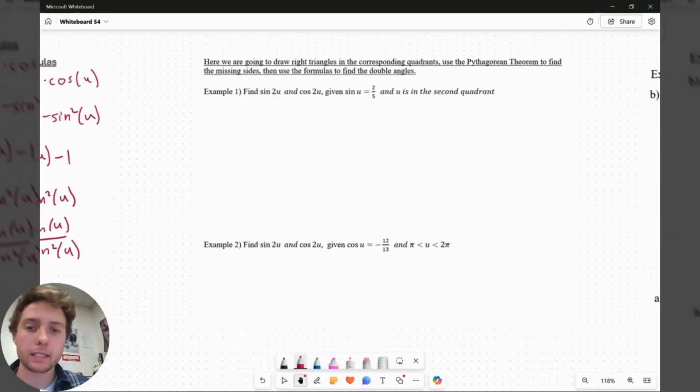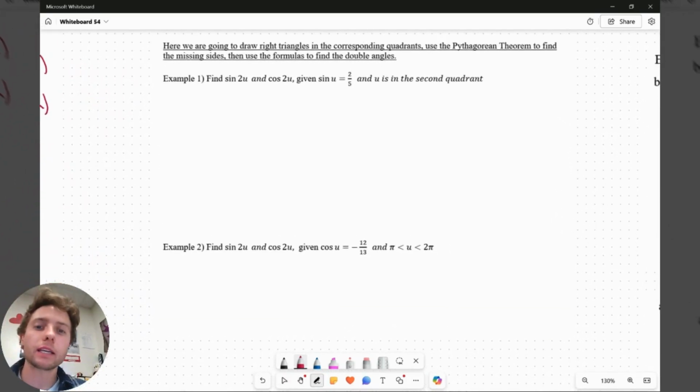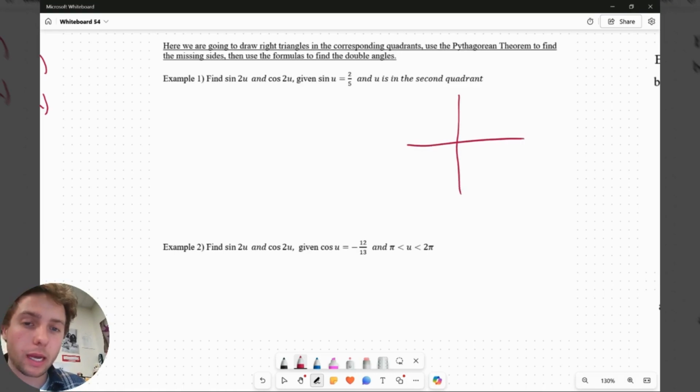Example 1 says find sine 2u and cosine 2u given sine u and u in the second quadrant. Okay, let's think about that. Let's draw a little diagram. Here's my x and y axis. Sine, think back to geometry. Sine is the opposite over the hypotenuse. So, okay, I know I have some right triangle over here where the opposite of my u value is 2. The hypotenuse is 5. Realize I need to know this x value if we're going to proceed.